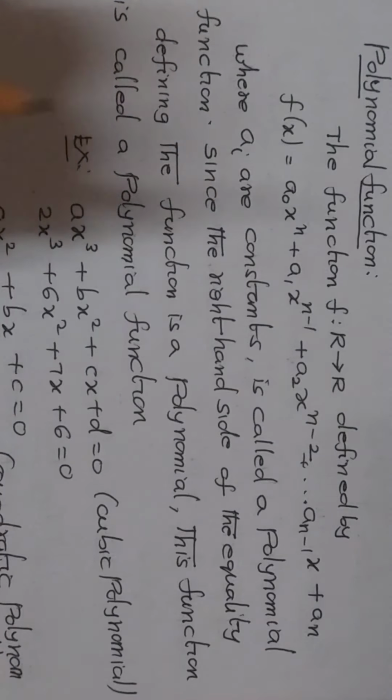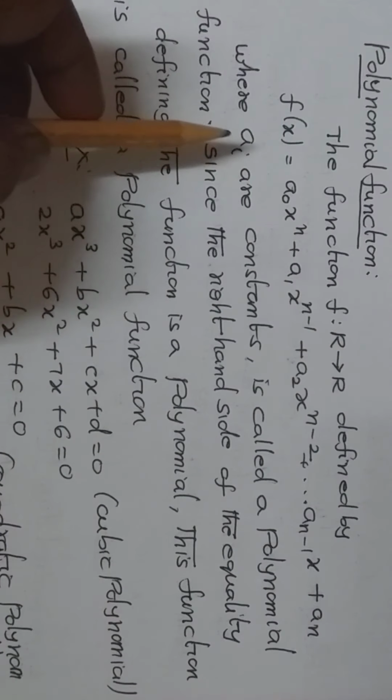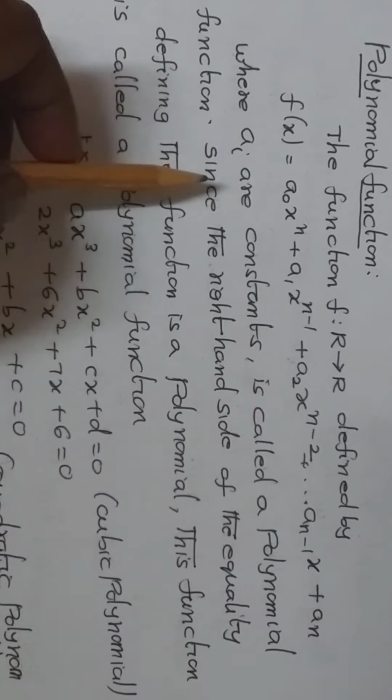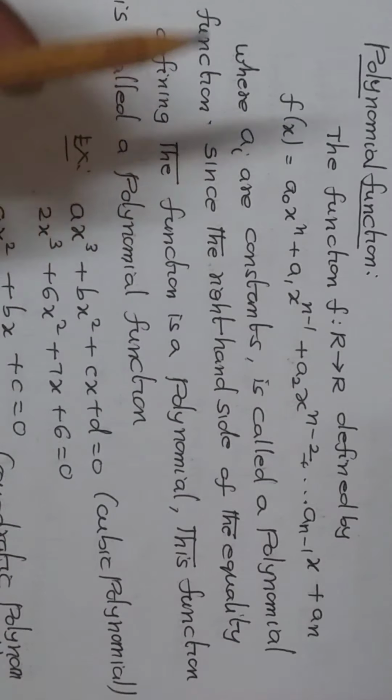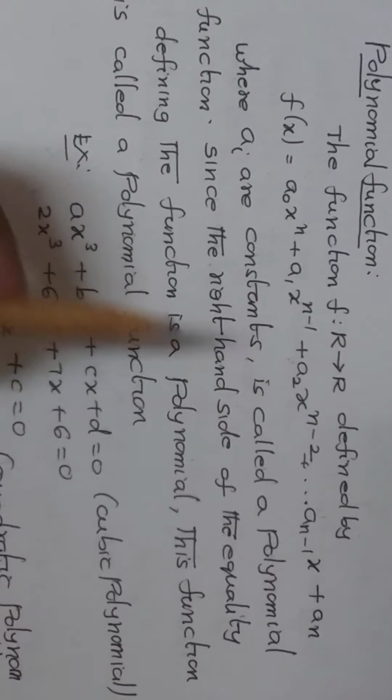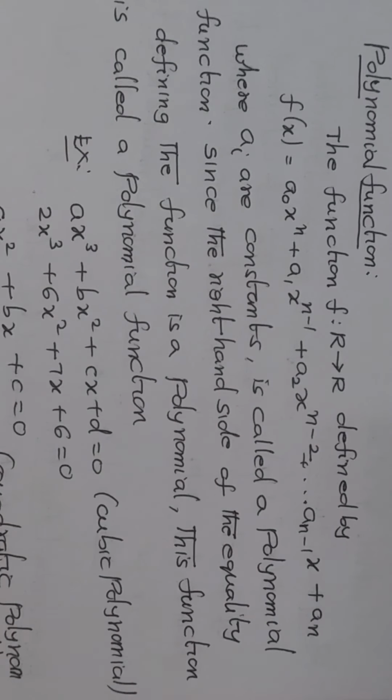What is the meaning of ai constants? It means a0, a1, a2, a3 like that. So many terms you can put. This is called a polynomial function. So if our function looks like this, it is called a polynomial function.